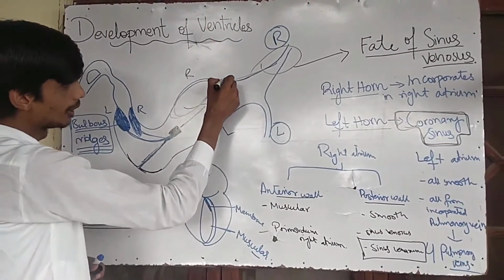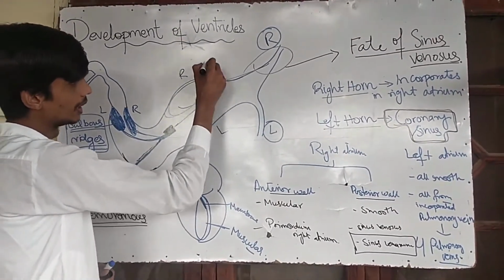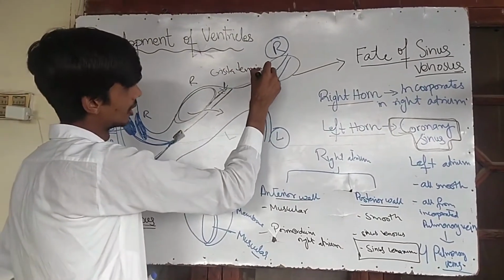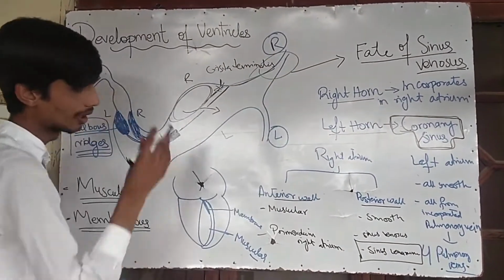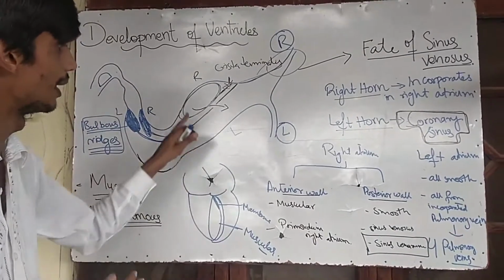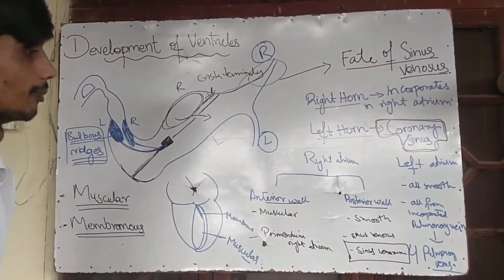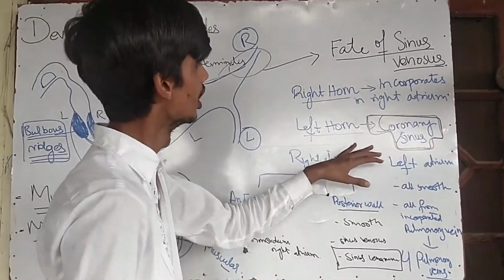And the difference between the two is basically shown by the crista terminalis inside, that is a long muscular ridge separating the anterior and posterior wall of the right atrium, and outside there is the sulcus terminalis, all about the gross anatomy.